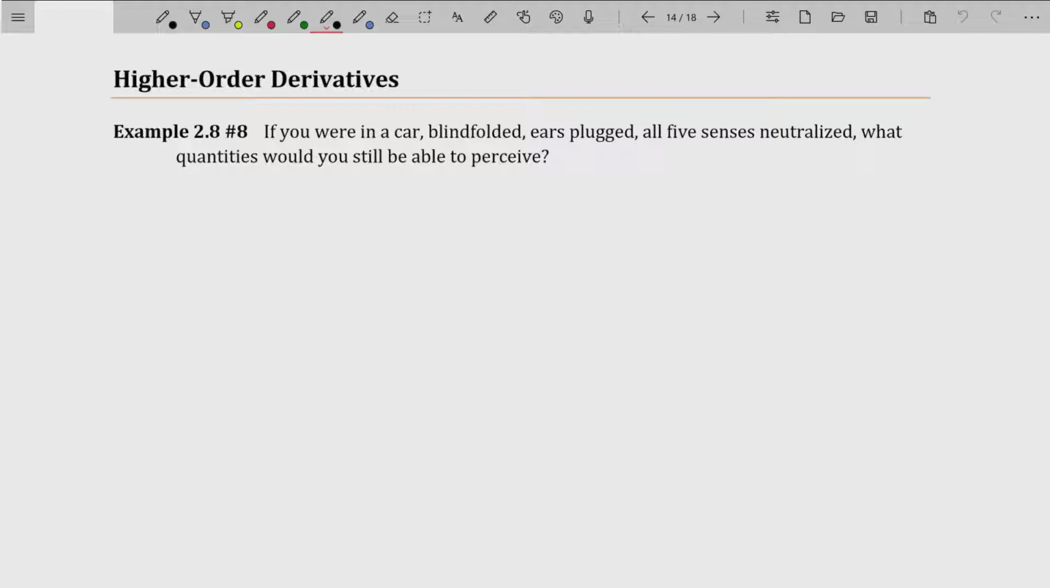If you were in a car, blindfolded, ears plugged, and all five senses neutralized, what quantities would you still be able to perceive? You should pause the video and think about that. Spend a little bit of time thinking, what would you feel if you were in a car and could not sense anything other than motion? Now, reality is, if you've come back from pausing, you cannot feel the velocity.